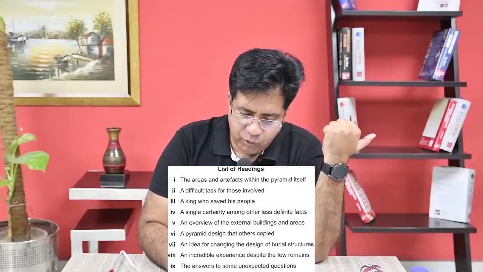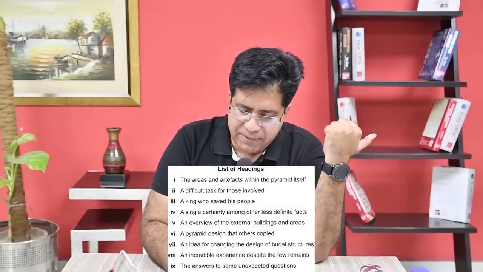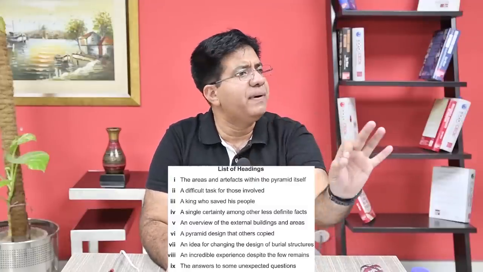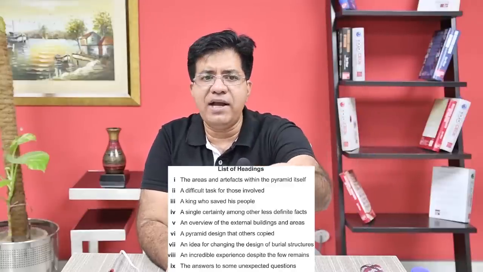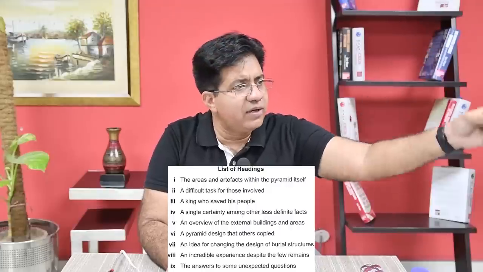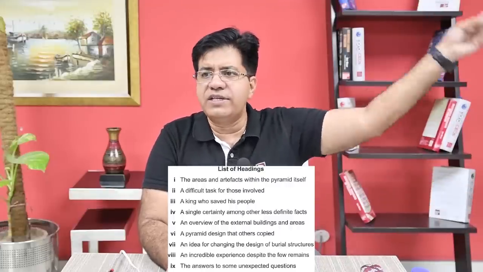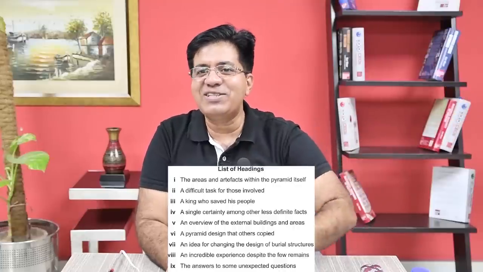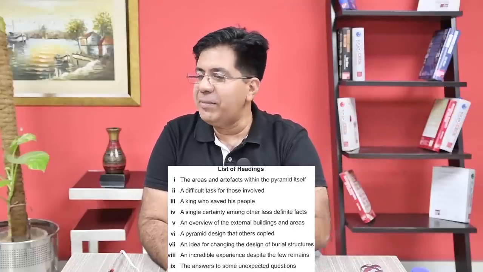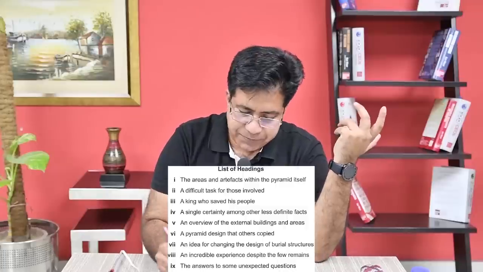Heading number 5, overview of the external buildings and areas. Very simple. Outside the pyramid. They will say outside the pyramid, there is a beautiful lawn, there is a beautiful garden, there are some quarters, there are some houses, by bakriyan bandi, whatever they say, that is going to be this heading. Clear? I mean, you just imagine outside and all that.